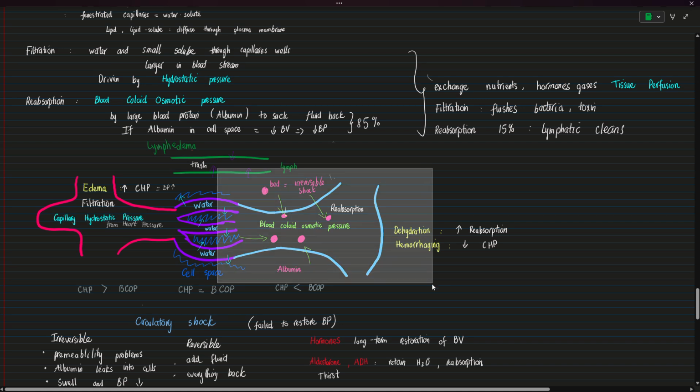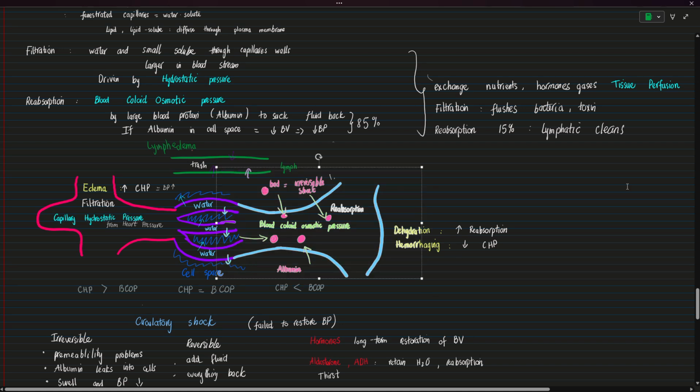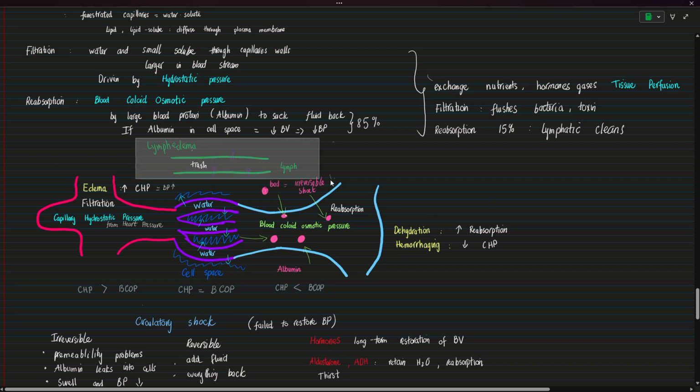And in the veins, in reabsorption, which is the opposite of filtration, with the help of blood colloid osmotic pressure, because you have plasma protein, specifically albumin, you're going to suck the fluid back into the veins. Reabsorption only accounts for 85%, and the other 15% is going to go into the lymph, in the next chapter.